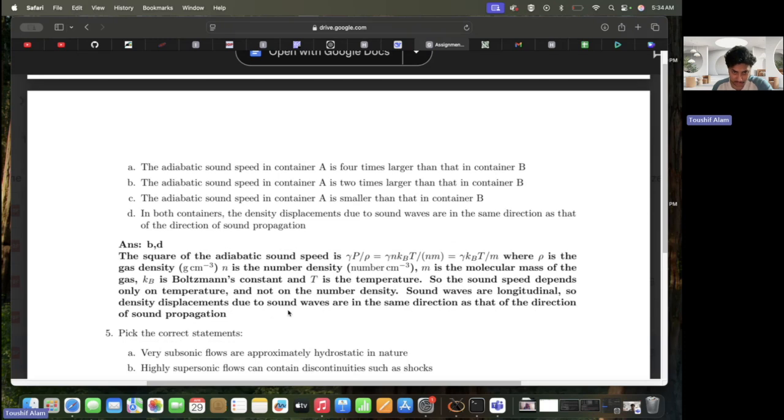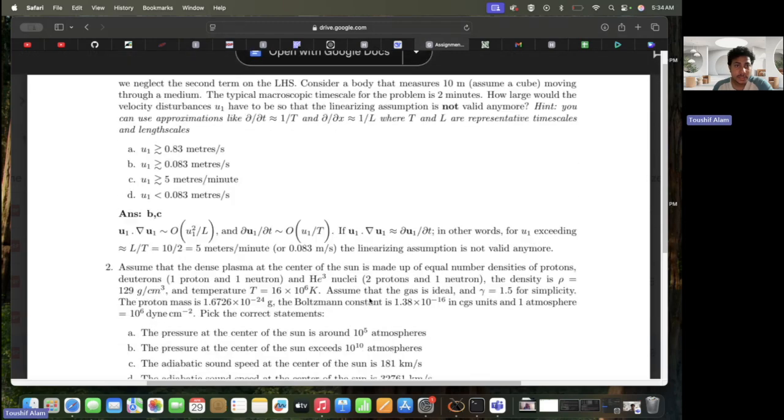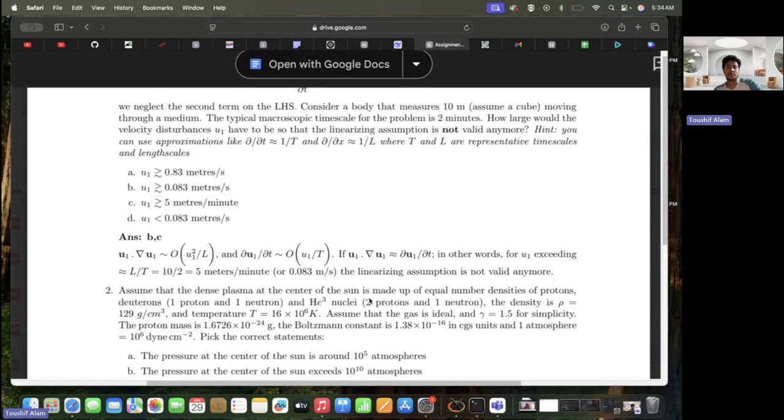The density displacement due to sound waves is in the same direction as the direction of sound propagation. Please try to remember this. And these are the other equations.